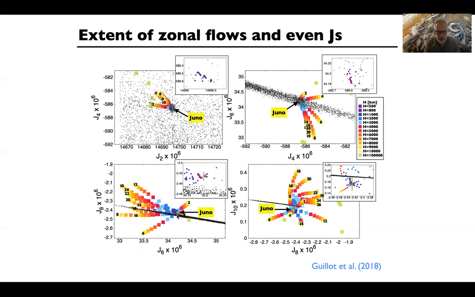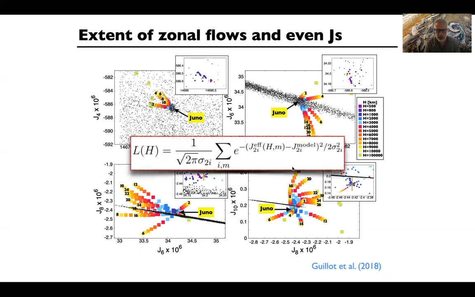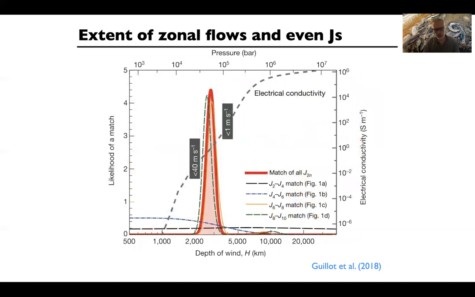And we're offset also here, so it means that there is some differential rotation. So you calculate the maximum likelihood with all these models, and you end up with highest likelihood with a depth of the wind that's around 3,000 kilometers. So it's a nice agreement with what we found for the odd gravitational moments.